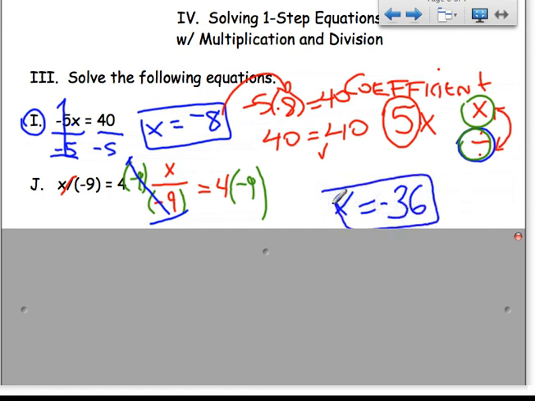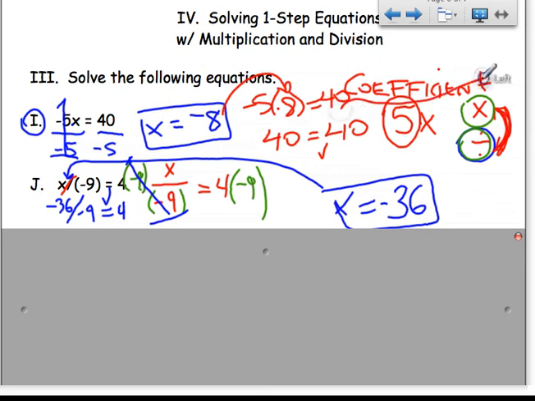If I were to go back and plug it in to check my answer, negative 36 divided by negative 9, a negative divided by a negative does equal positive, and 36 divided by 9 does equal 4. And so my answer checks out. So the key takeaway here is whenever you have multiplication or division, you're going to use the inverse operation to solve it by multiplying or dividing by the coefficient that you want to get rid of. In the first problem, I wanted to cancel negative 5, so I divided by negative 5. In the second problem, I wanted to get rid of negative 9 by multiplying by negative 9.